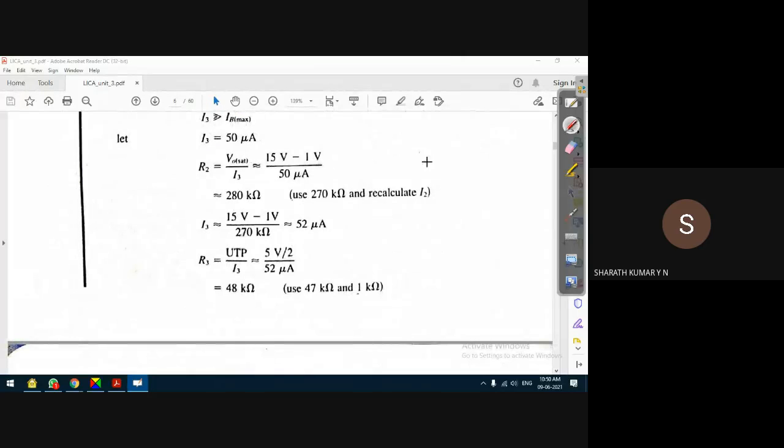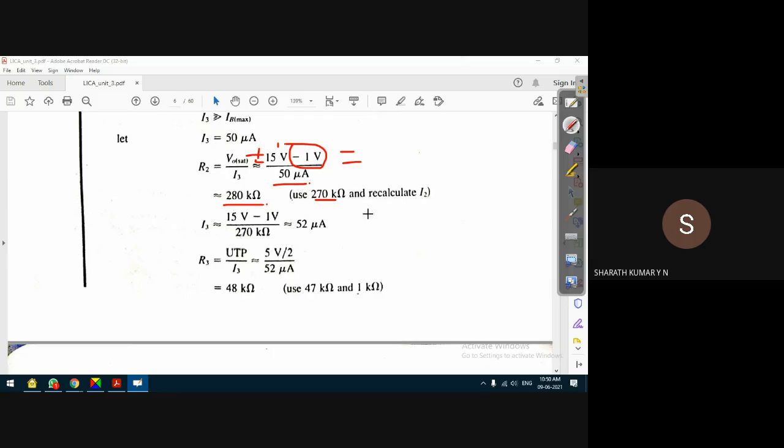Voltage across R2 is V0 saturation divided by I3. Okay, what is V0 saturation? V0 saturation is 1 volt less than the supply voltage. Supply voltage is plus or minus 15 volts. So 1 volt less than that divided by I3. It's around 280 kilo ohms. So the standard value is 270 kilo ohm.